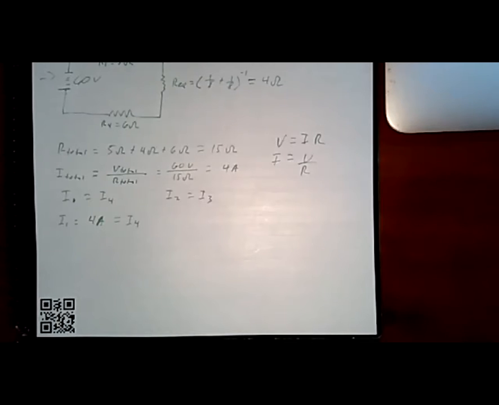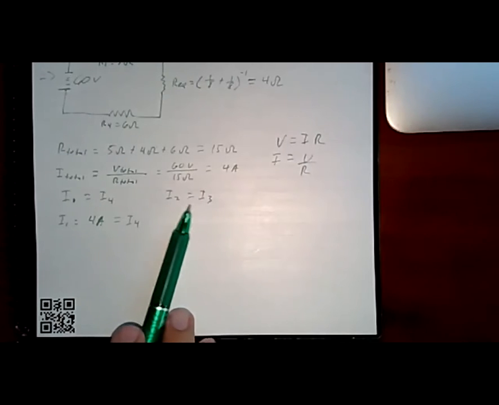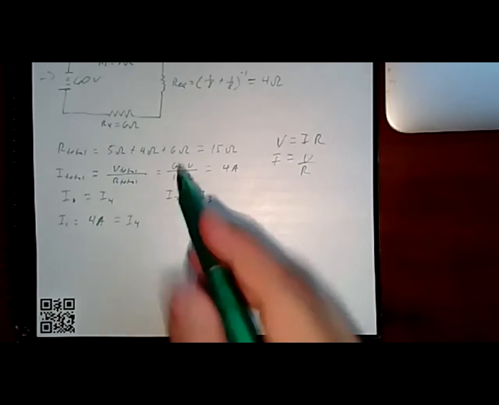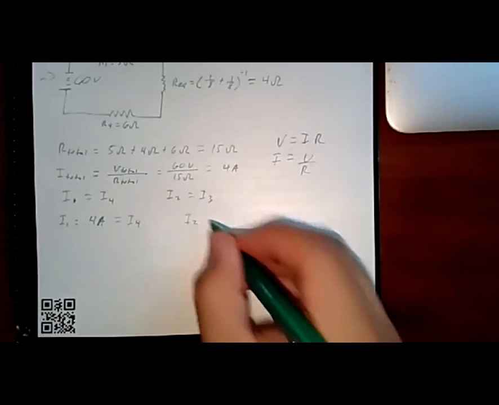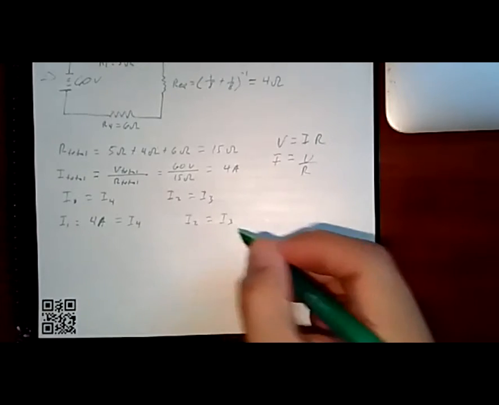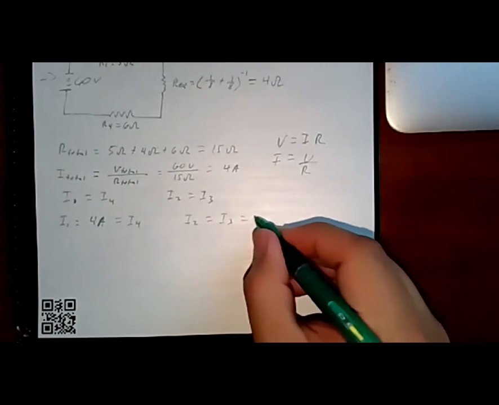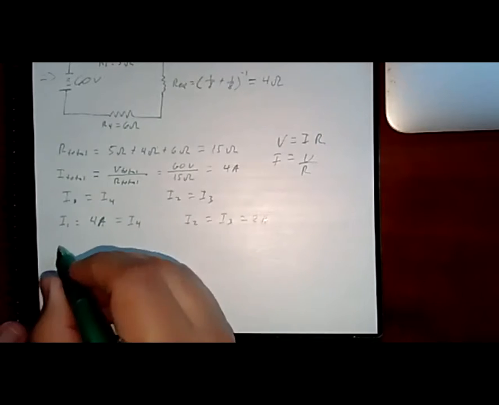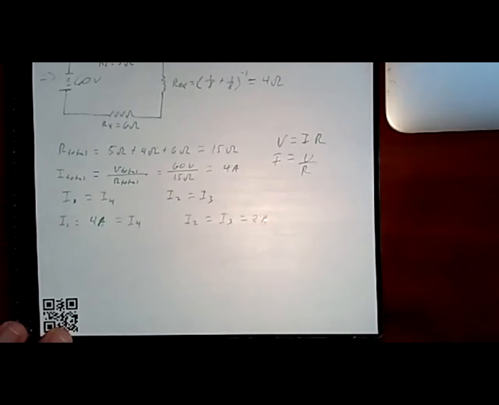I2 and I3 would be the same principle, just divided by 2 since they're the same resistance. Together, they would be equal to this, right? So I2 and I3 would be equal to 2 amps. Okay, once we have that, we can simply just use our formula at that point.